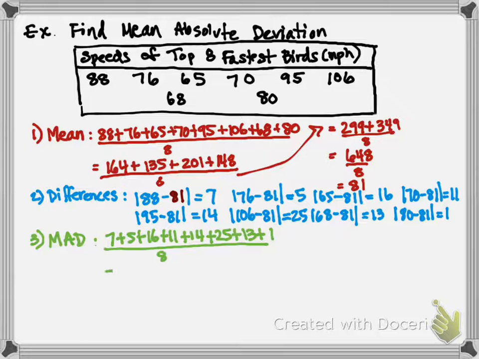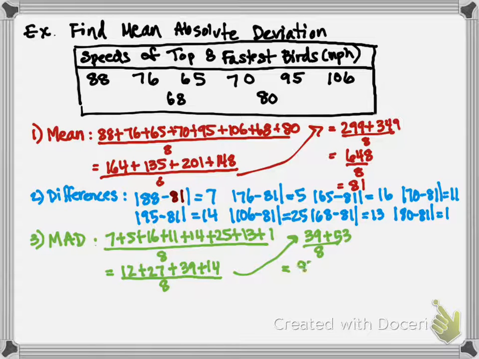Okay? And that's going to give me, let's see, as we break it down, we get 12 and 27 and 39 and 14, all over 8. I'm going to continue over here. And we're going to get 39 plus 53 over 8, which is going to give us a grand total of 92 over 8.